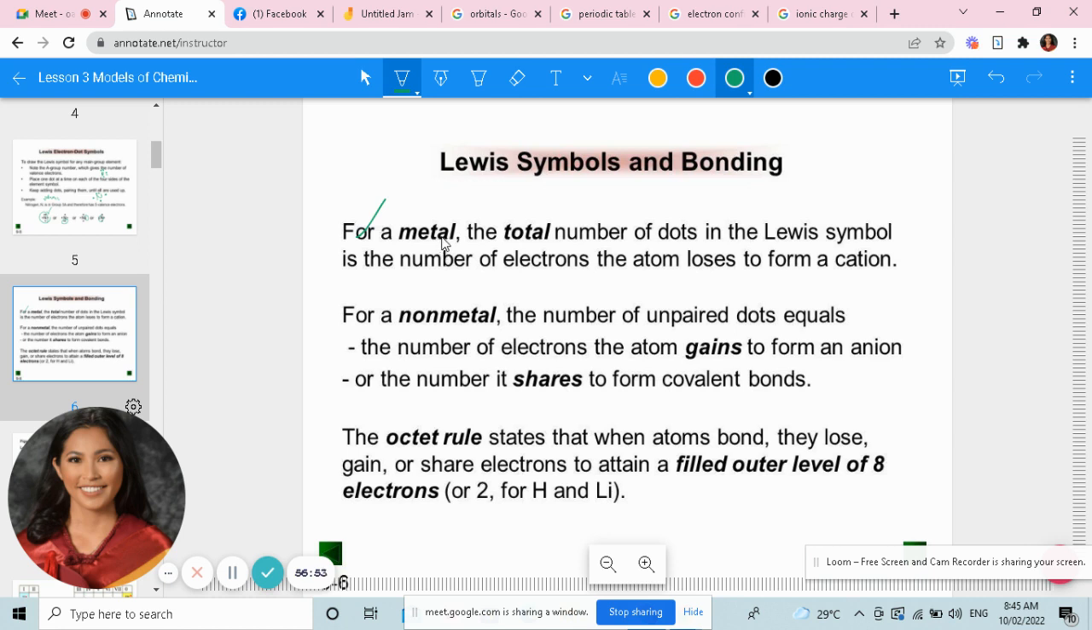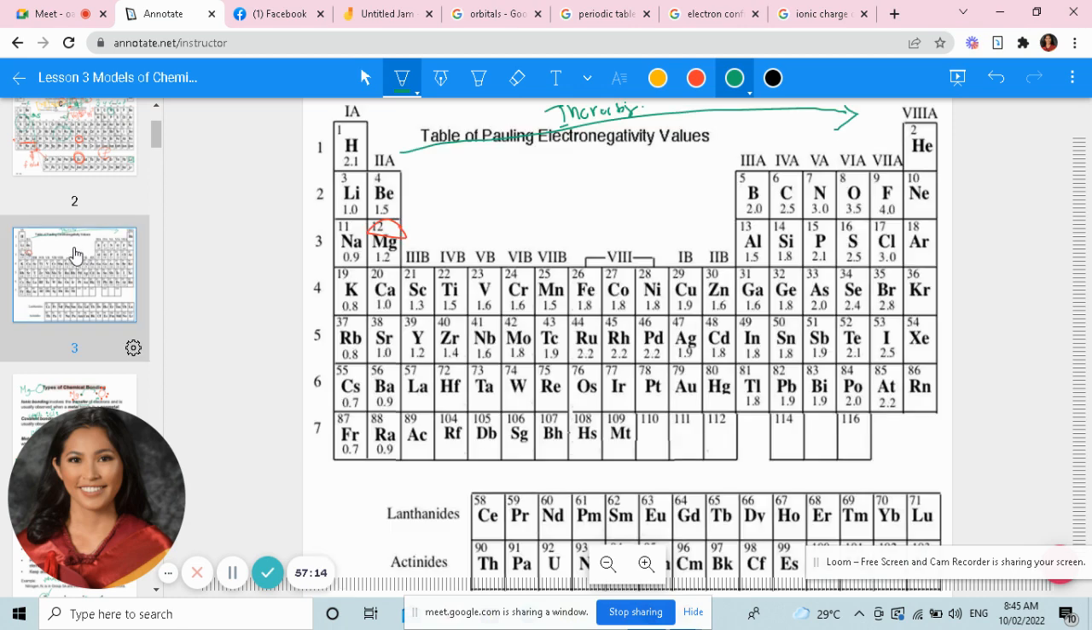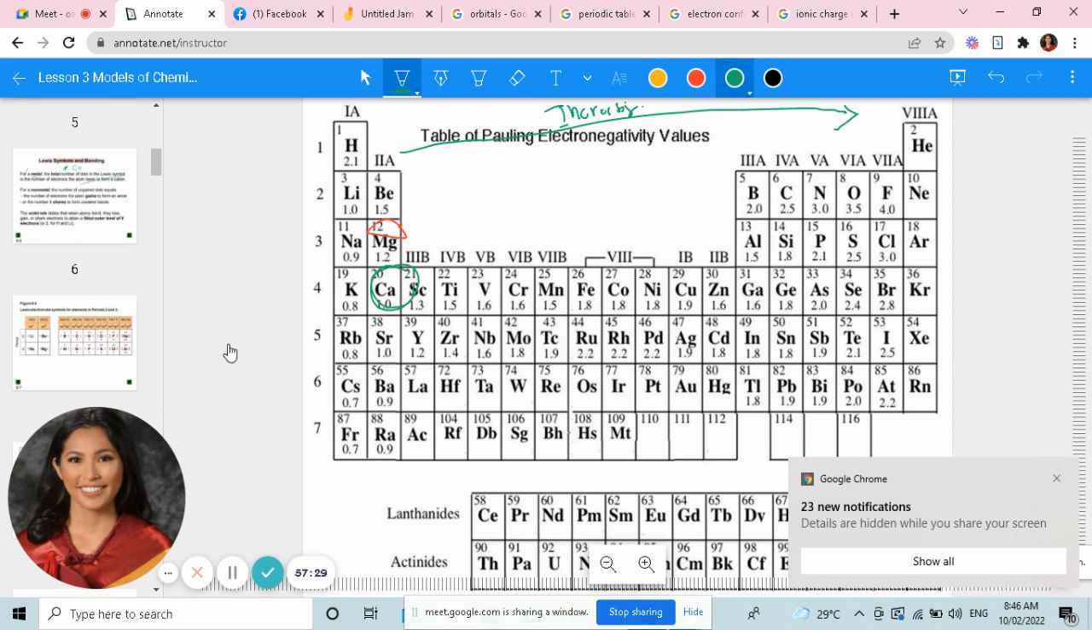Then we also have Lewis symbols and bonding for metals. The total number of dots in a Lewis symbol is the number of electrons the atom loses to form cations. Is it true? Now, if we have calcium, what is the valence electron of calcium? 2, ma'am. How many electrons can calcium lose? 2, you said. Okay, because we have that one.